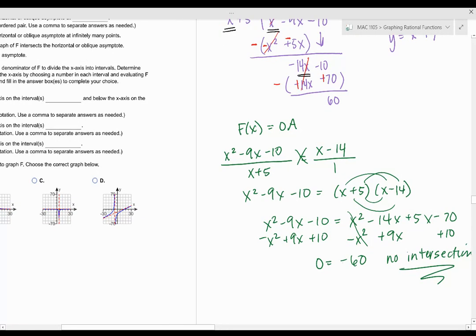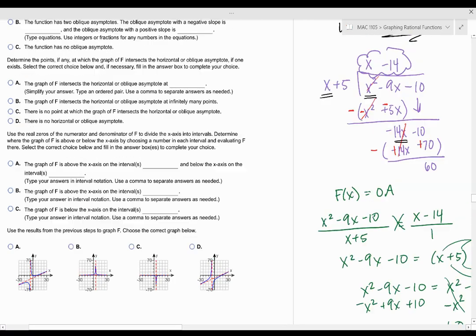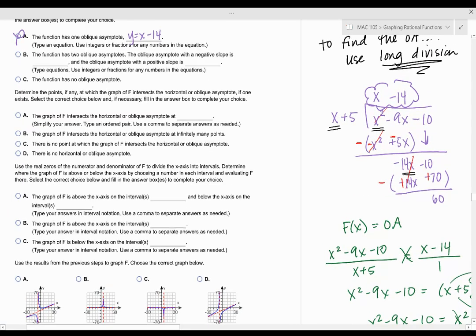Okay, so we're going to come back over here and look at our answer choices. So A says the graph of f intersects. Nope. The graph of f intersects. Nope. There is no point at which the graph of f intersects the horizontal. Yep. It will not intersect.